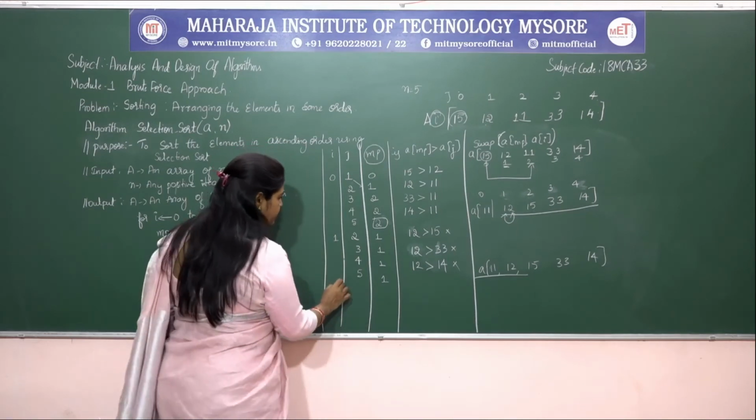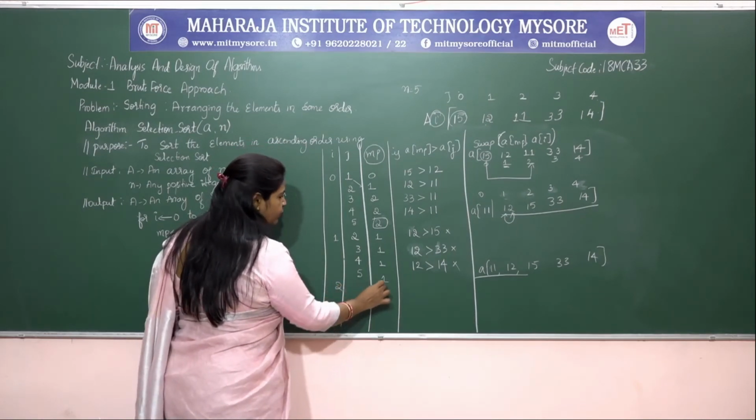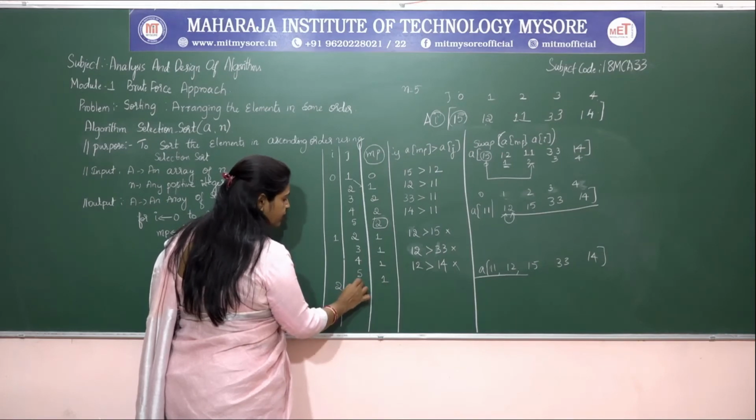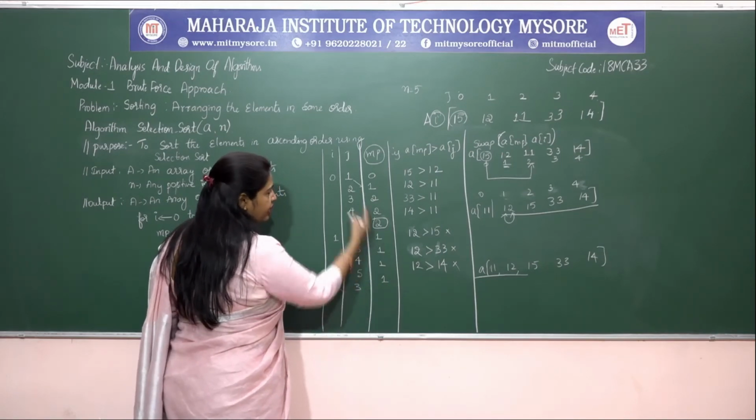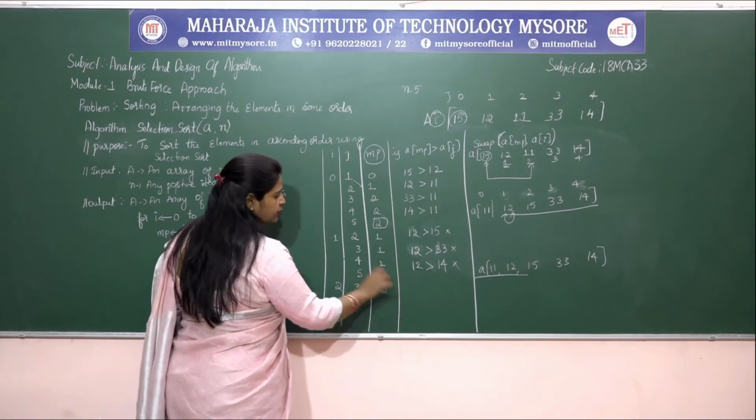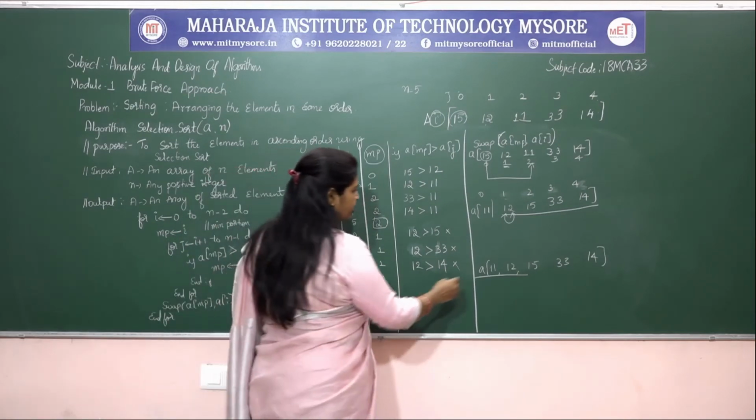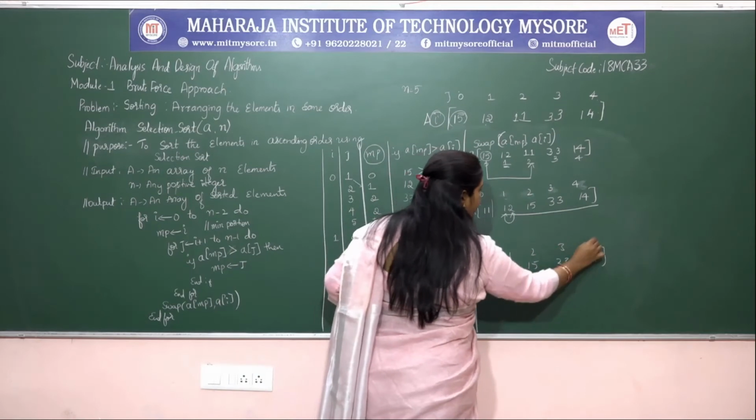Now I gets incremented, I is 2, and J starts with what? Your J starts with 3, 2 plus 1 is 3, and then MP is equal to what? I is nothing but 2. So now this is 0, 1, 2, 3 and 4.